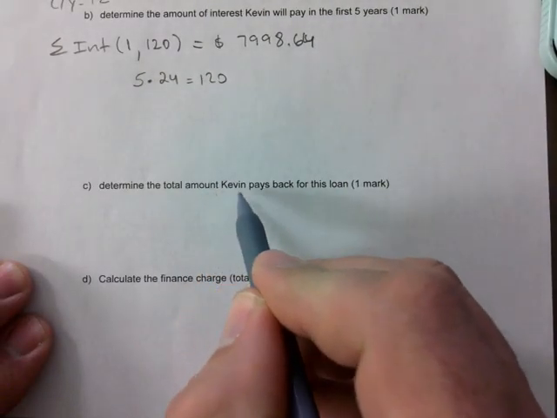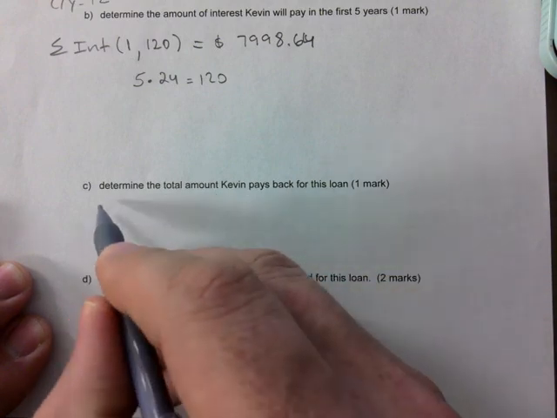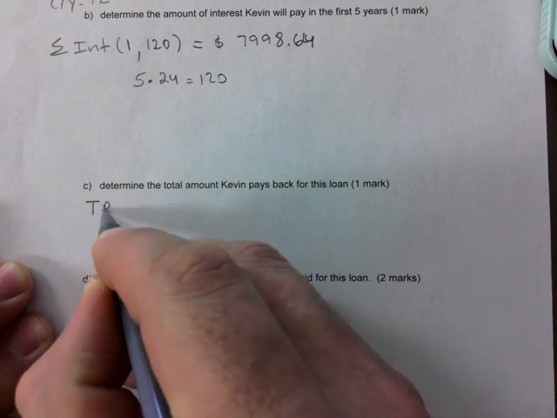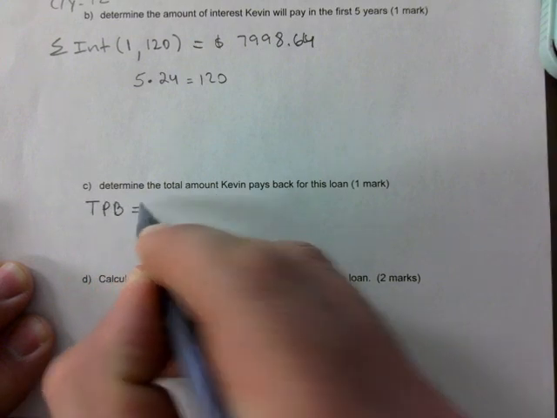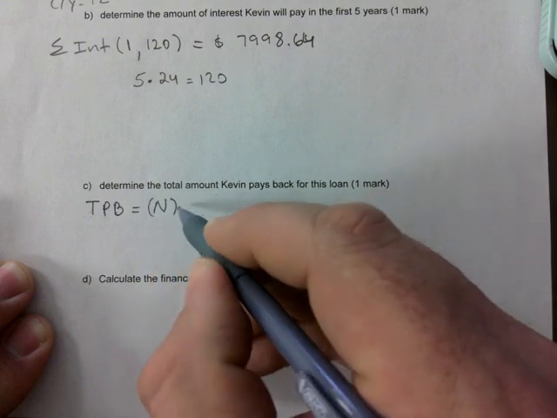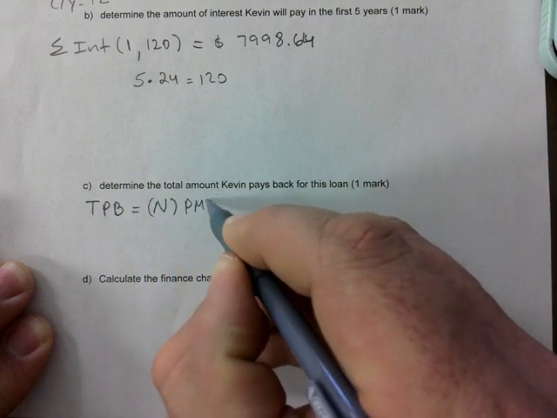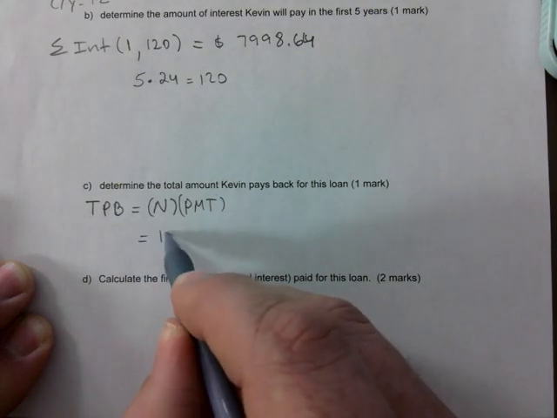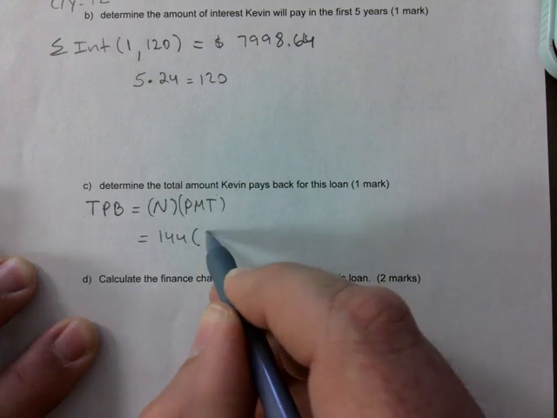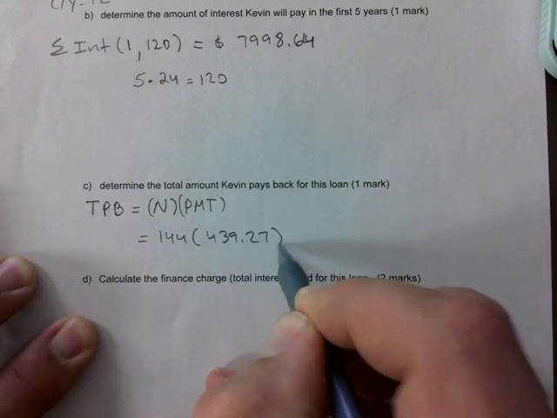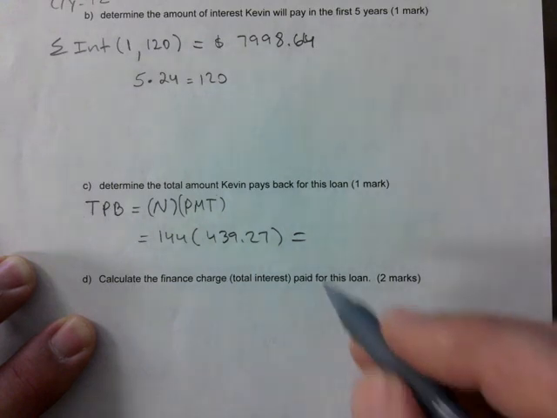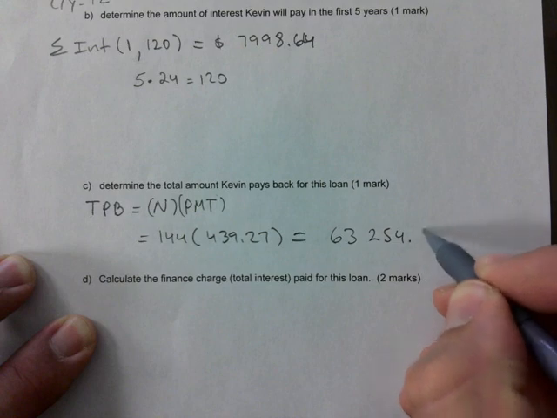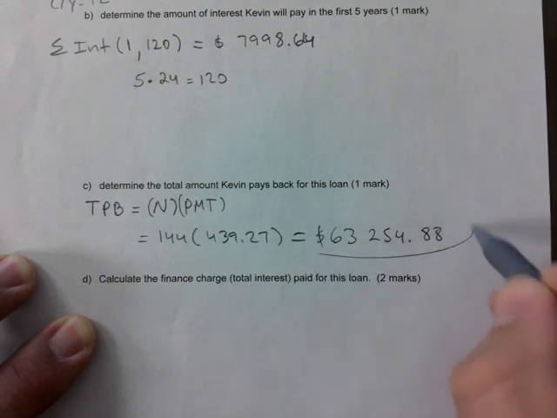Determine the total amount Kevin pays back for his loan. I'm going to call this total paid back, paid to the bank, and it's basically just N times PMT. That's basically how much you pay the bank. So we've got 144 payments of 439.27, and that is 63,254.88.